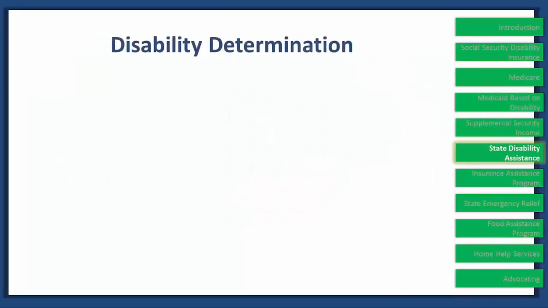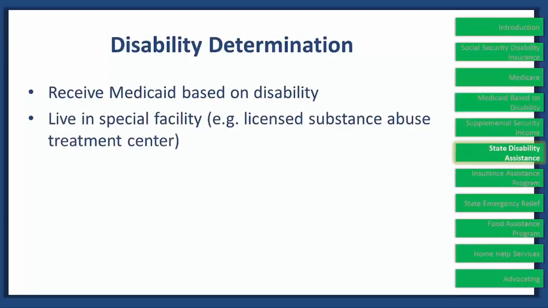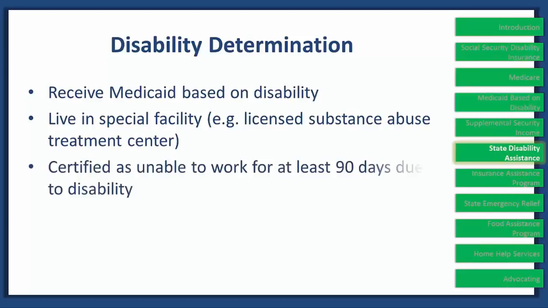To determine disability, a client must meet one of 3 criteria: be receiving Medicaid based on disability, live in a special facility like a licensed substance abuse treatment center or be within 30 days of completing treatment, or be certified by MDHHS medical consultants as unable to work for at least 90 days due to a mental or physical disability.